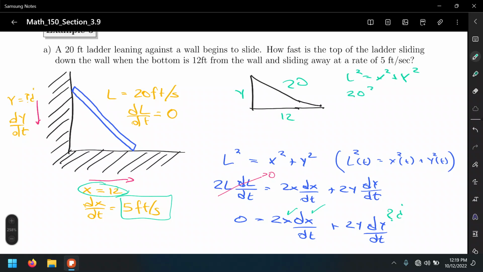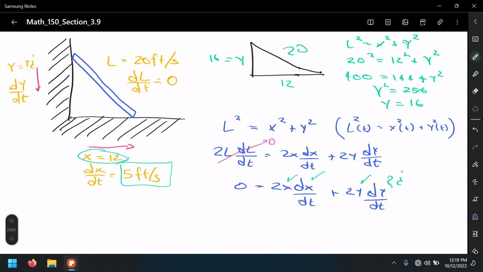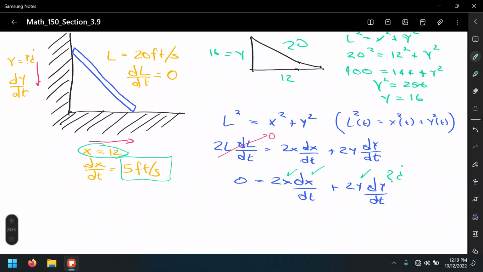So L squared, that's 20 squared, equals x squared, which is 12 squared, plus y squared. We don't know what that is. That's going to be 400 equals 144 plus y squared. That's y squared equals 256. And the square root is 16. y equals 16. So this is equal to 16. And that's the number that we now know. So we're ready to plug in the known information into the derivative to find that missing rate of change.